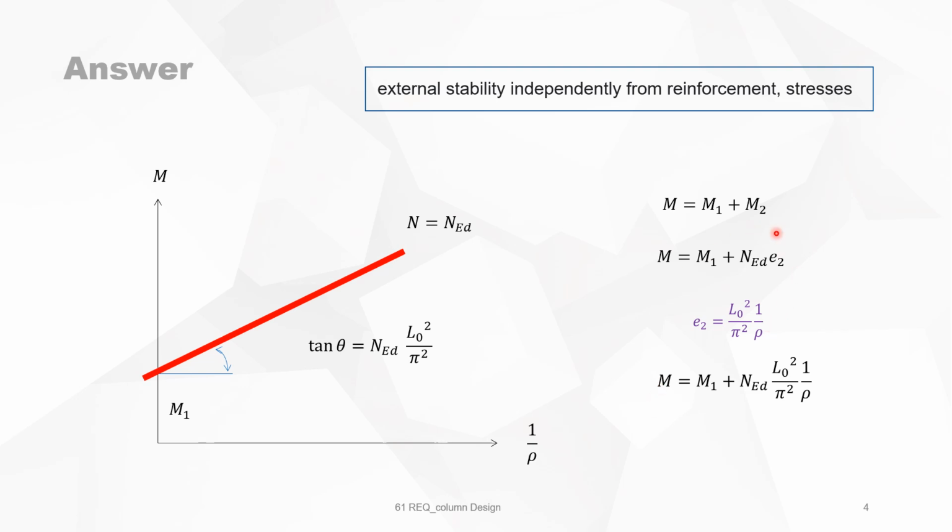Then you can substitute, and if you look at this carefully, this is the equation of a linear line with M1, which is this space, and the slope is there. This is on the x-axis. So if you can prove that e2 is equal to that, then we have shown what the relationship is between the bending moment and the curvature for external stability.